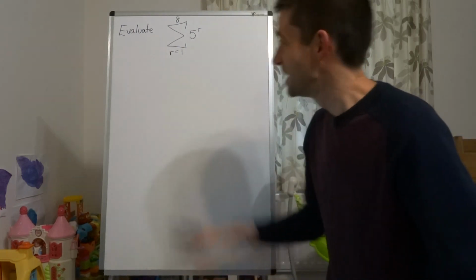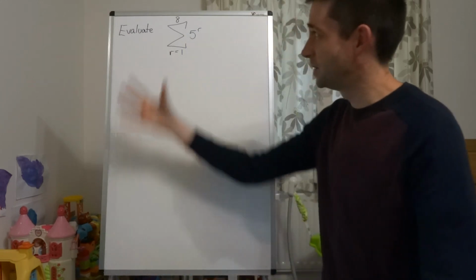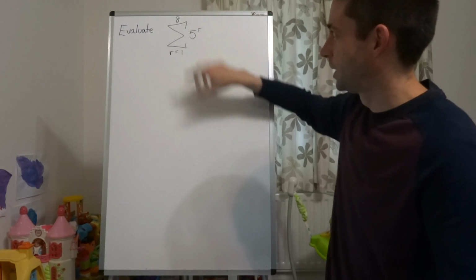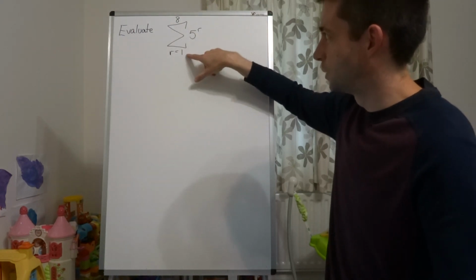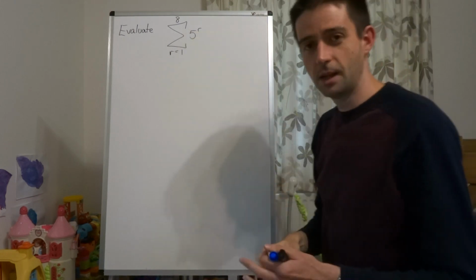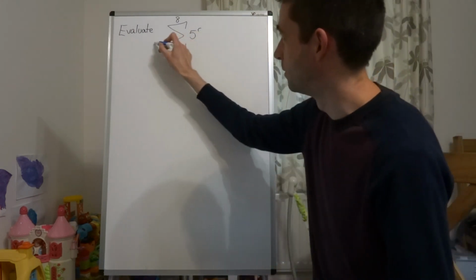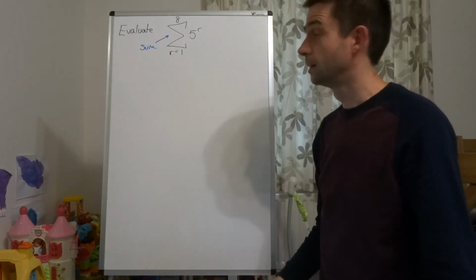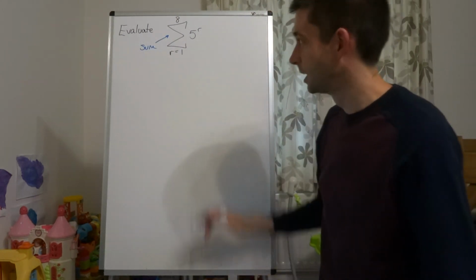All joking aside, sigma notation. So we have a very simply written example here. Evaluate this. R equals 1 to 8, 5 to the power of r, and this Greek letter here, which we've met before, it's the Greek letter sigma, but for this purpose it means the sum.